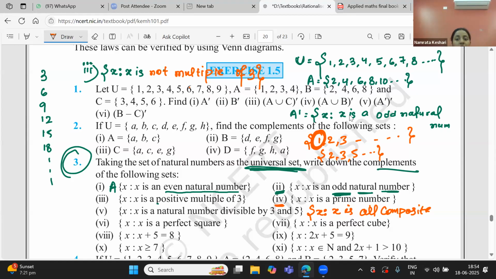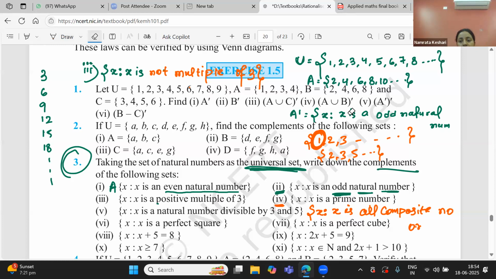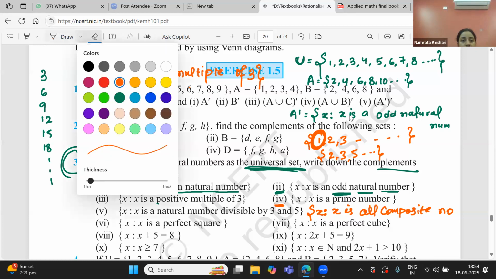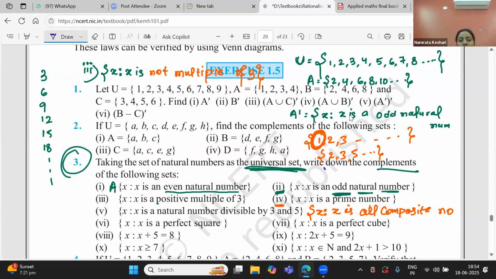Either you write it this way, or you write composite number, and then write specifically that x can be any composite number, or x can be 1. Getting it? Number 4, Manvi, are you getting it? Yes, ma'am.